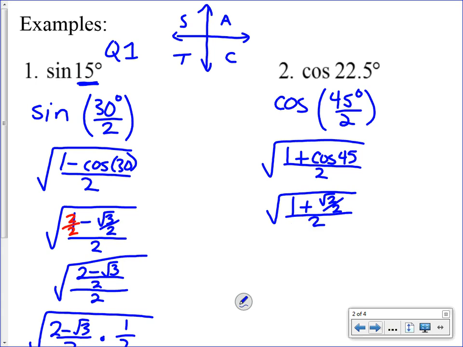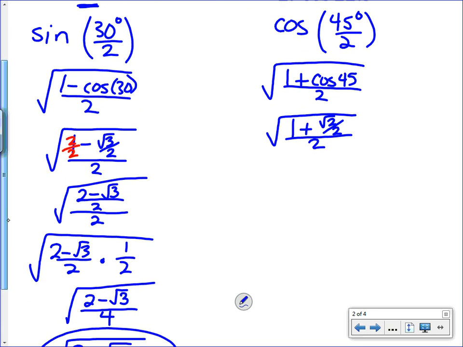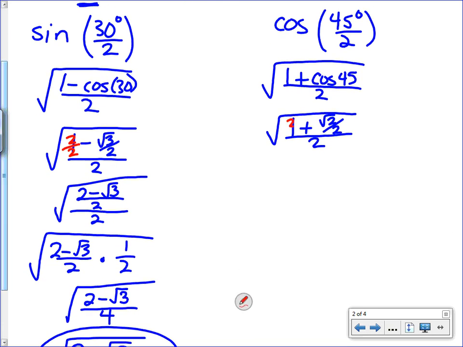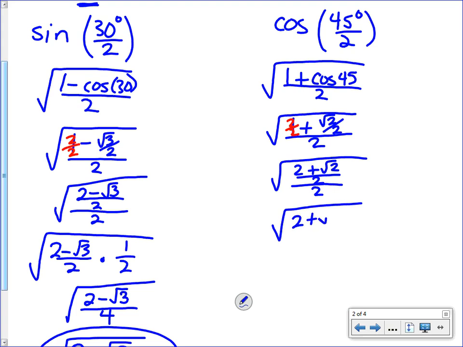Now we're going to do essentially the same thing that we did for number 1. We find our common denominator, so make the 1 into 2 over 2, and add our numerators. We multiply by the reciprocal. So this will become the square root of 2 plus the square root of 2 over 4. And then we find the square root of the numerator over the square root of the denominator.